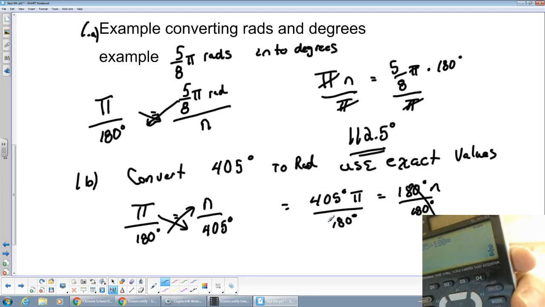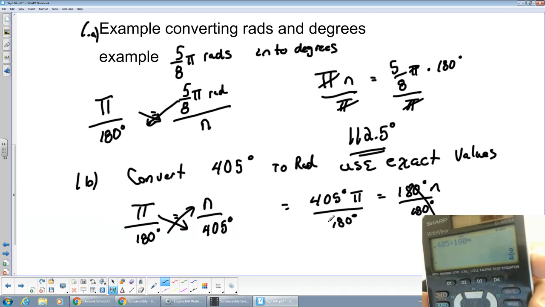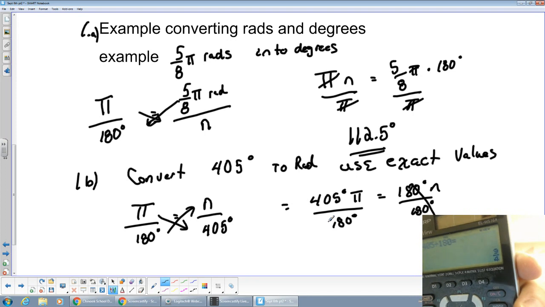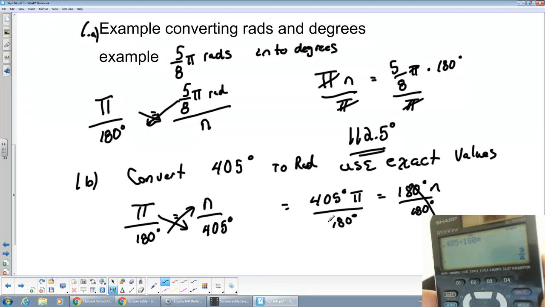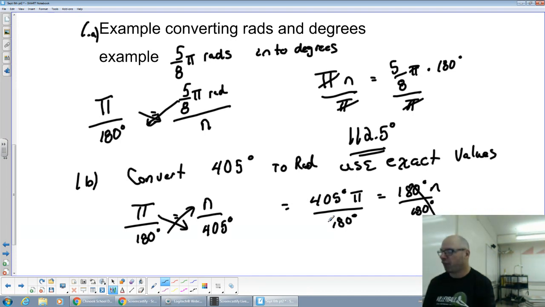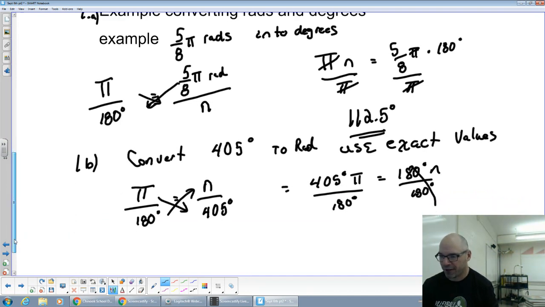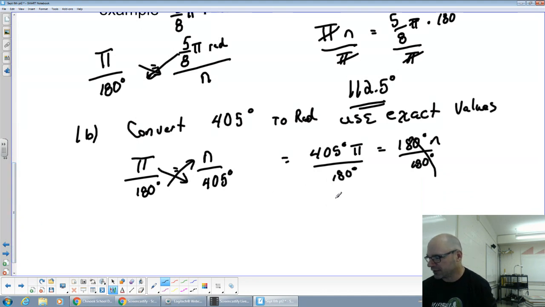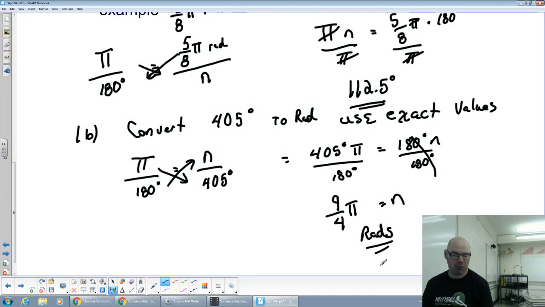If you're dividing 180 by 40, or was it 90 would be 2, so 45. You divide everything by 45, you get 9 over 4. So that's 9 over 4 pi radians, or 2 1/4 radians, if you like mixed fractions. So this is 9 over 4 pi equals n, which is our radians here. Okay, that's an example of converting both ways.